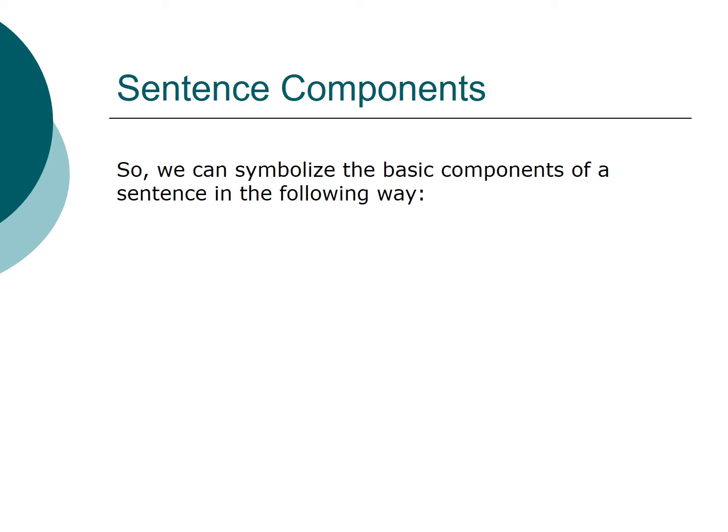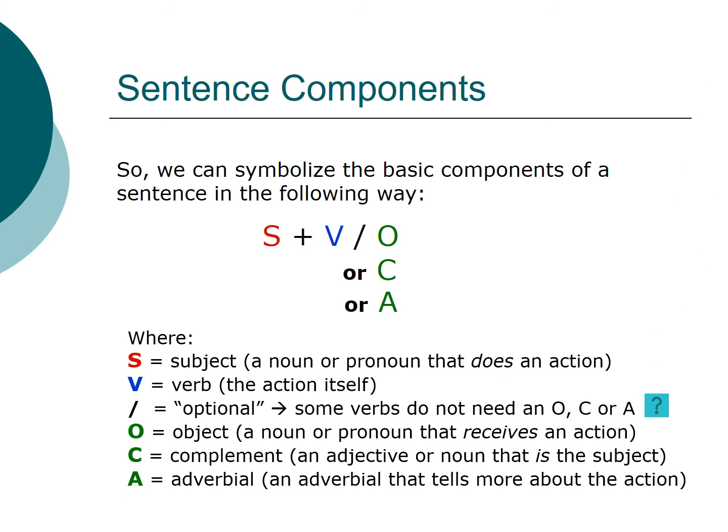So, we can simplify the basic components of a sentence in the following way. S plus V, and it can be O, C, or A. S is subject, V is verb, and O is object, or complement, or adverbial. So as we said again, S subject, V verb, and then the rest is optional. It may not need an O or C or A. What is O, C, or A? O is object, C is complement, and A is adverbial.